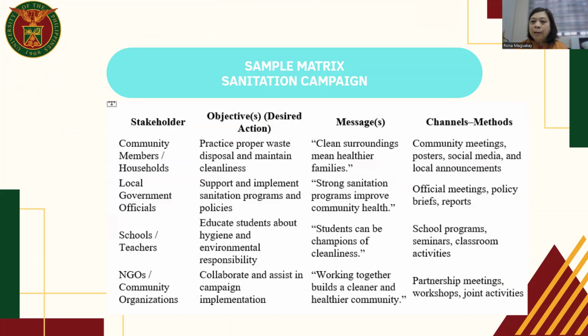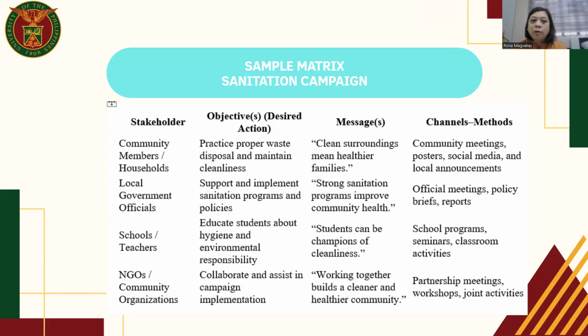Community meetings. You can invite them to have short community meetings. You can put posters in the barangays. You can put it on social media. And also, you can have, like what they do, the local announcement. They rent a mobile, like a tricycle or jeep, and then they announce about the objectives of your campaign.